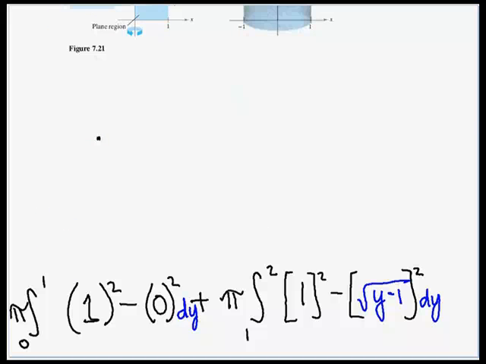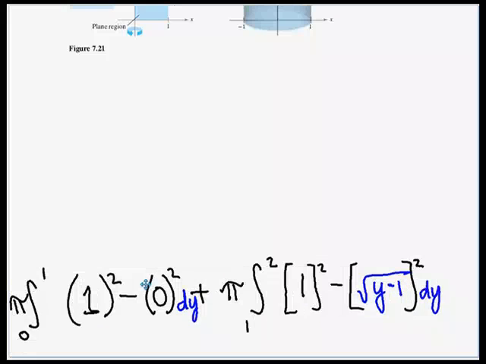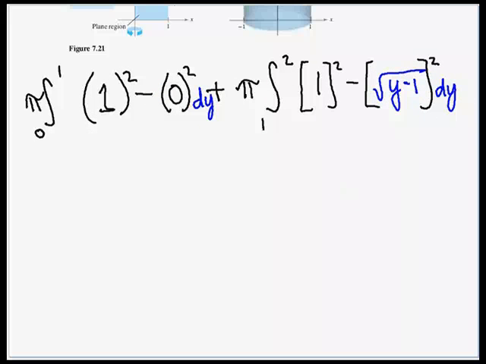Okay, so let's see what we can do to clean this up a little bit, make it more presentable, so we can integrate it nicely. So we start out with our pi, 0 to 1, and this is nice. 1 squared minus 0 squared is just 1 dy.